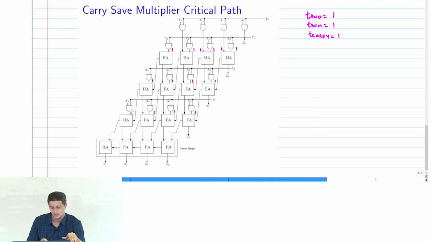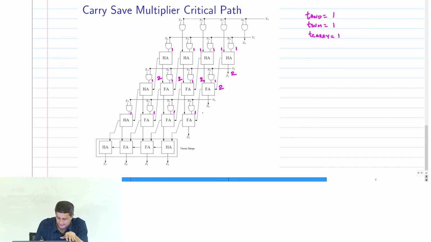Okay. Now, what about the first row? When will the sum be ready? Z1, 2. When will the carry be ready? 2. Right? This guy, what's the arrival time? 2. This is also 2. This also is 2.